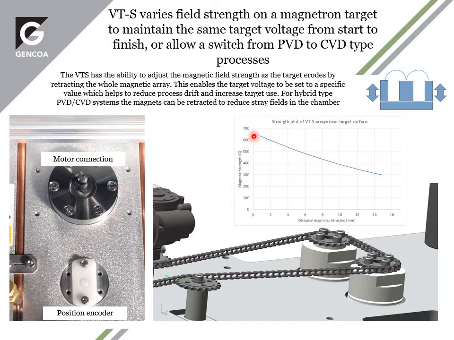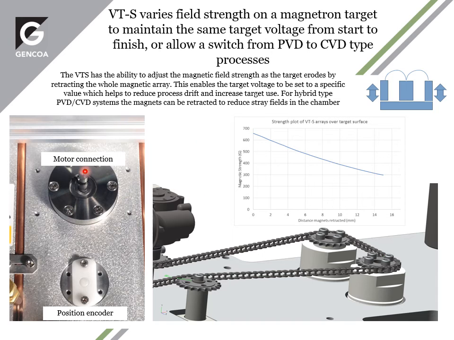So if the array is fully forward in this source, we're getting 650 Gauss over the target. As it's retracted 15 millimeters, it goes down to 300 Gauss. So that can be used simply just to retract the array as the target erodes and keep the voltage constant during the process, and which also improves target utilization to some degree. And also it can be used to switch between, say, PVD and CVD type processes. So where we're in sputtering mode, you have a high strength on the target, and then in the CVD mode, you're going for a low strength on the target.